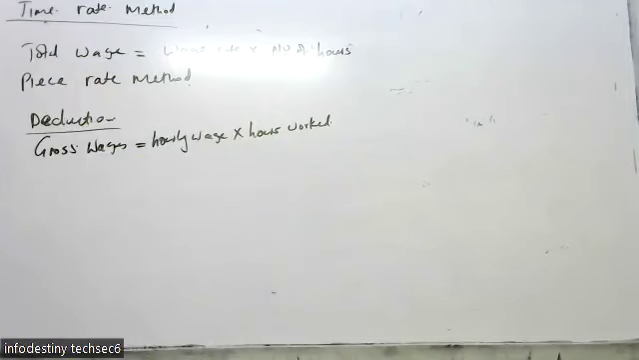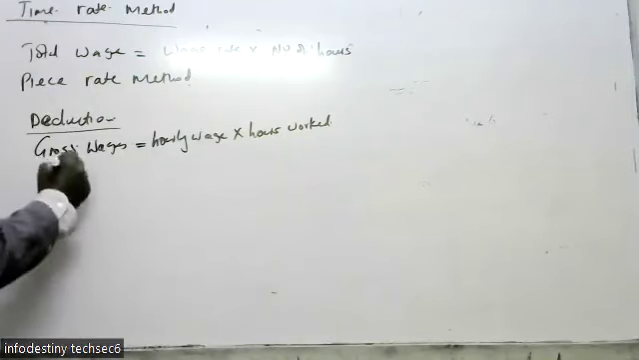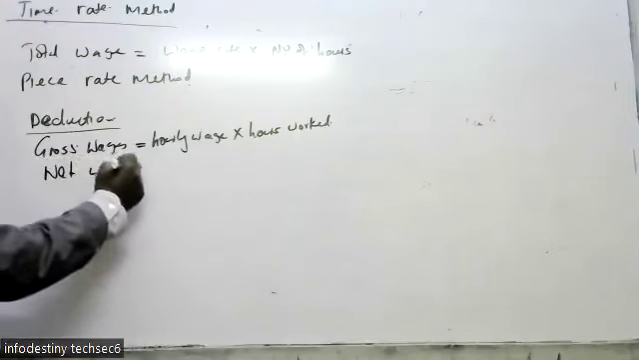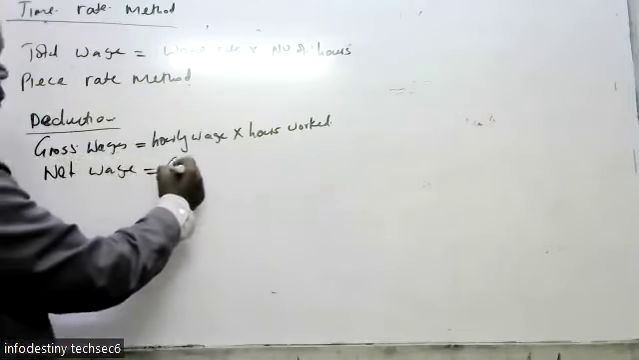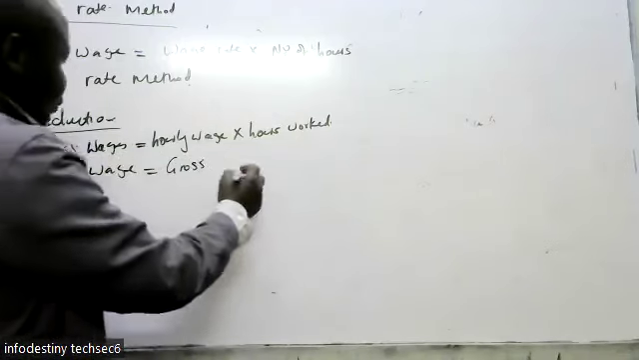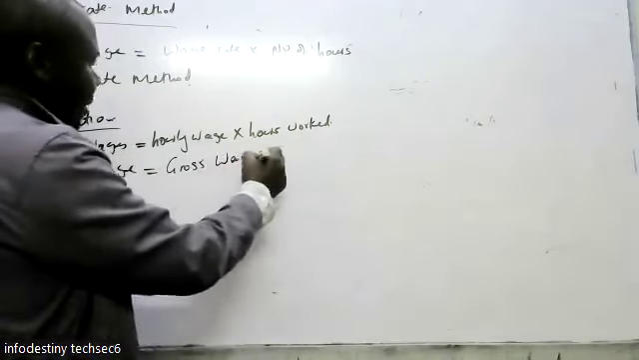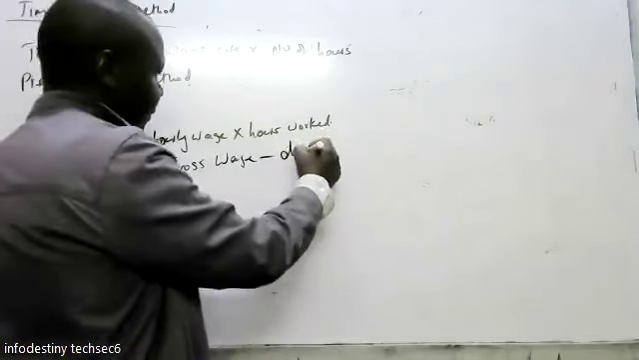Net wage is the difference between gross wage and deduction made. Therefore, net wage will be equal to the gross wage minus deduction.